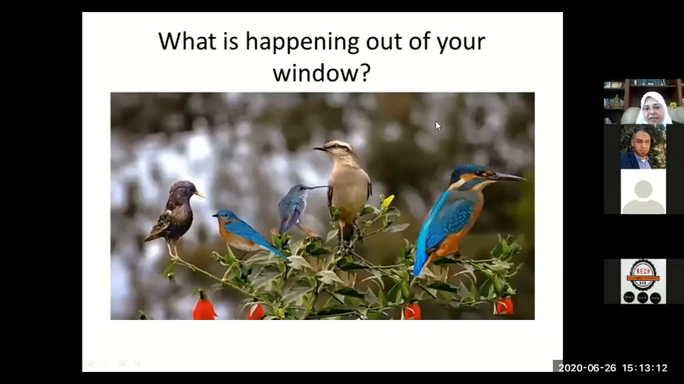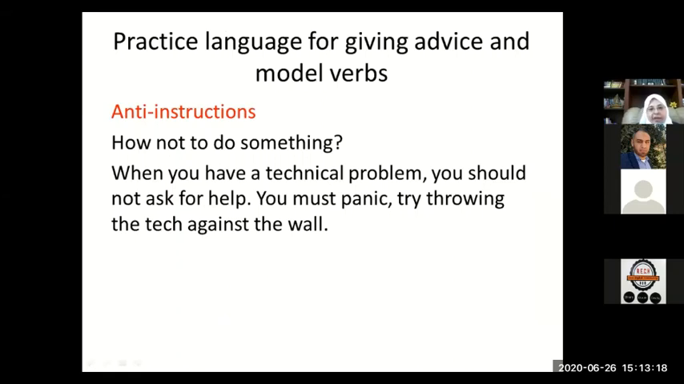Okay, this activity, the next one is, I want them to practice the language for giving advice and modal verbs. So this is a fun activity. So I will tell them, give me anti-instructions. So how not to do something. So when you have a technical problem, you should not ask for help. You must panic. Try throwing the tech against the wall. So could you give me in the chat box some anti-instructions?